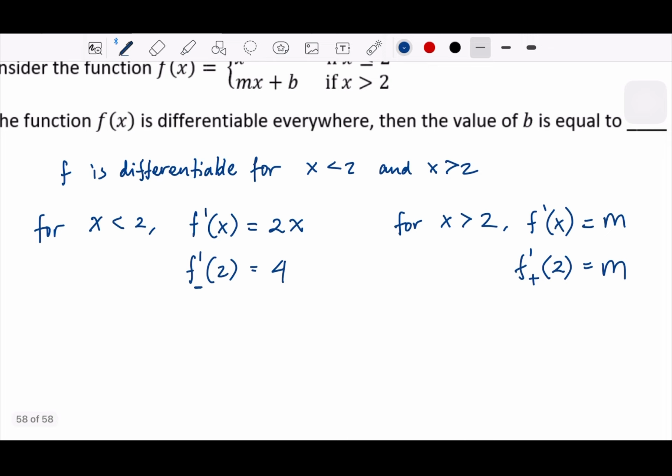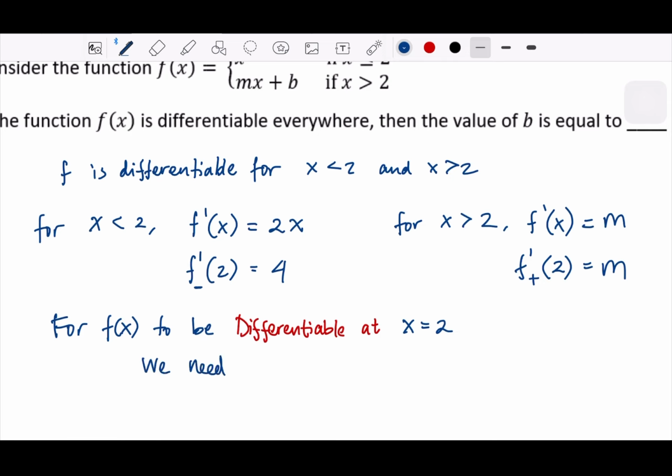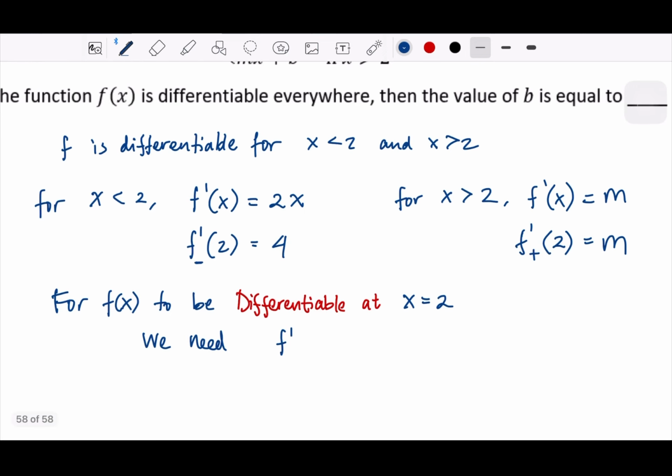So for f of x to be differentiable at x equal 2, we need the differentiation from the left at x equal 2 to be equal to the one from the right. If you already know the process, I think you can skip some steps and write the conclusion. This is just step by step to see what the question is actually trying to ask.